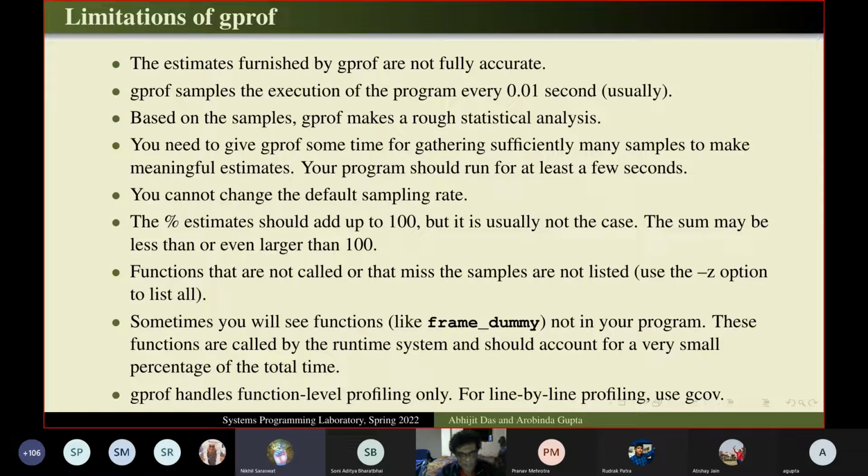And as I already mentioned, gprof, at least with the current version of GCC, is designed for function level profiling. For line by line profiling, you should use another profiler called gconf. Okay, I would say that this is already enough of theory. Let us look at the sample output.